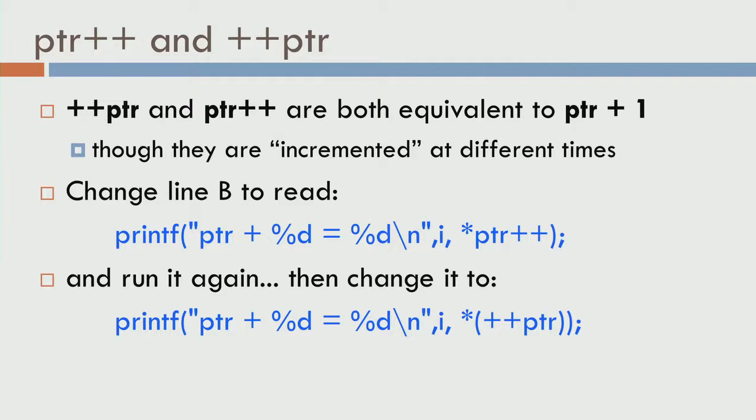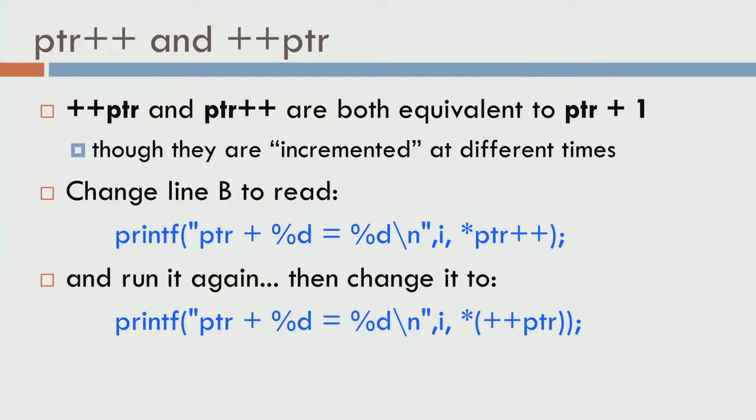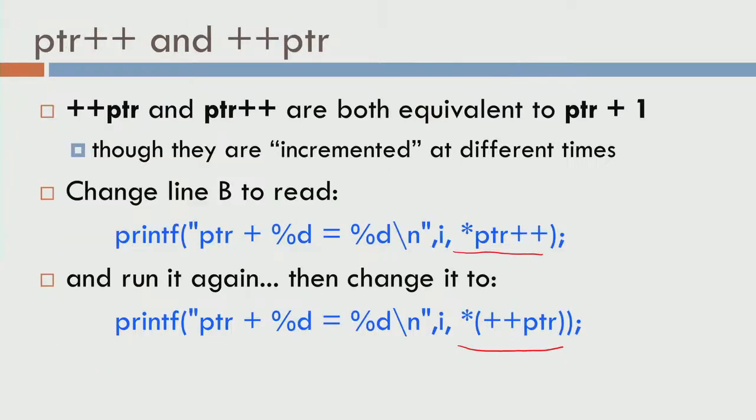But I want you to do this little exercise. Change the line B. If you look at line B, it is saying contents in address PTR plus percentage %d is I comma star of PTR plus I. Change that to star PTR plus plus and run it again, and once more change that line to star plus plus PTR and run it once more. So, you take this piece of program which is in this slide, but make changes to line B using either this line or this line, compile and run it and try and reason why whatever is happening is happening. So, try and reason about that, right.